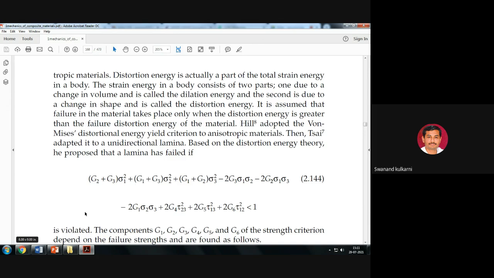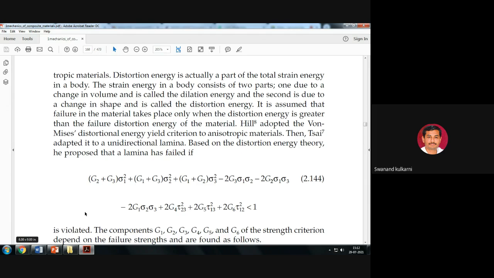Here G2 and G3 are the shear moduli in direction 2 and direction 3. Then (G2 plus G3) sigma 1 square plus (G1 plus G3) sigma 2 square plus (G1 plus G2) sigma 3 square. So with these three parameters, what we can understand here is that in the first part, G2 and G3 are used with sigma 1, so this is the basis taken. Then when G1 and G3 are used, sigma 2 is taken. When G1 and G2 are taken, then sigma 3 is used here for the reference.